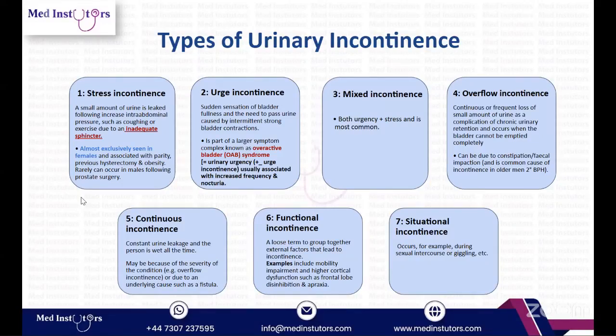In urge incontinence, there is a sudden sensation of bladder fullness and the need to pass urine, caused by intermittent strong bladder contractions. Now the pathology is within the detrusor muscle. The detrusor muscle might be overactive, which leads to urinary urgency. In this type of question, they usually say the patient has increased urgency, and they usually leak urine even before reaching the washroom. This type of clinical scenario is very classical for urge incontinence.